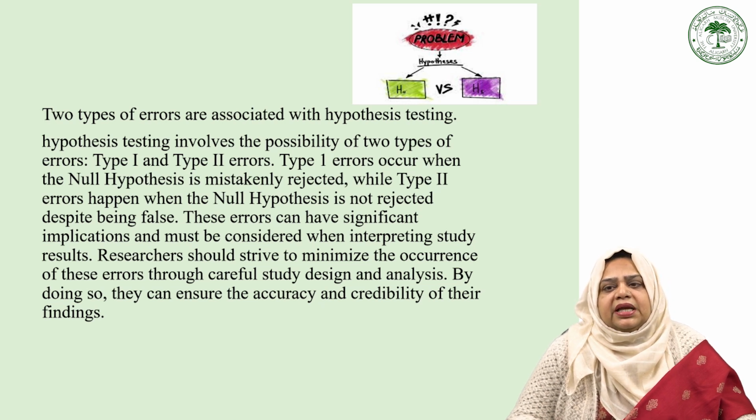To minimize the likelihood of these type 1 and type 2 errors, researchers must carefully design their studies, collect accurate data, and use appropriate statistical methods. It is essential to consider the potential impact of each type of error and determine the acceptable level of risk.